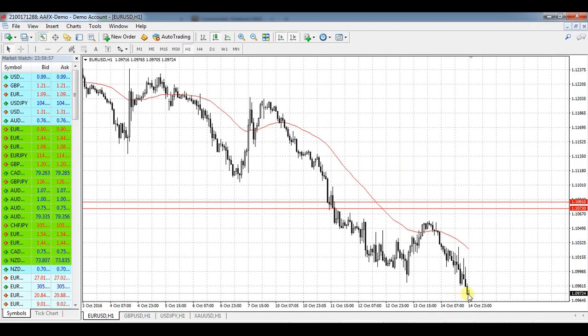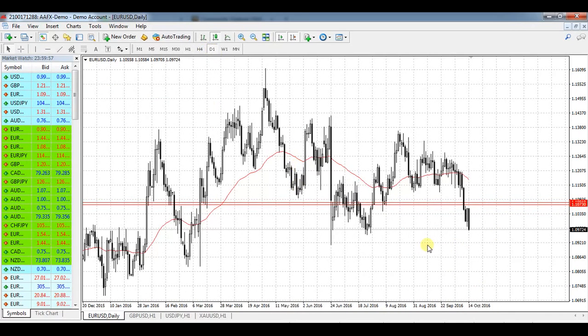The scenario is next. We need to wait for a little correction, for example to level 1.1015, and after that we can open short positions. Stop loss should be set a little bit above this level. Well, 1.1083 will be good for our stop loss.